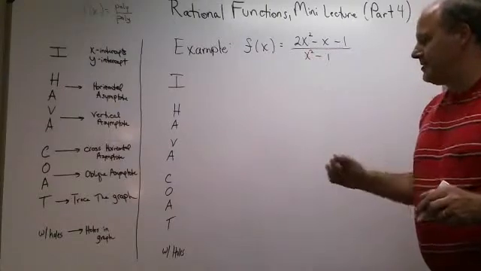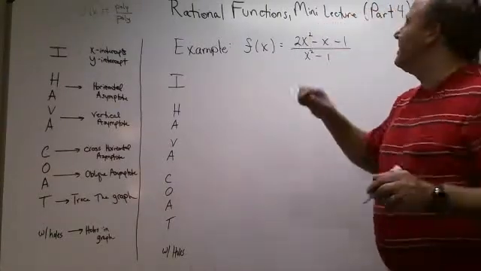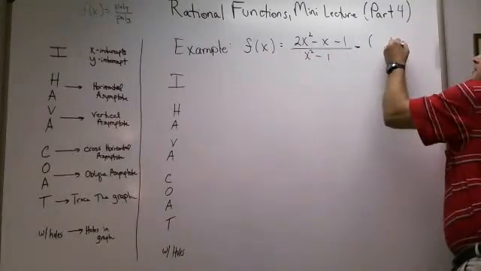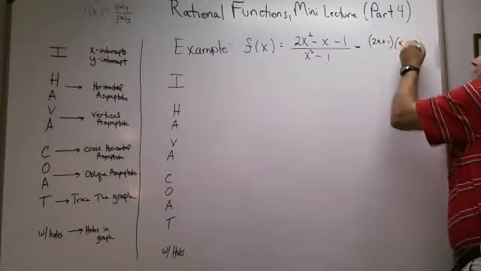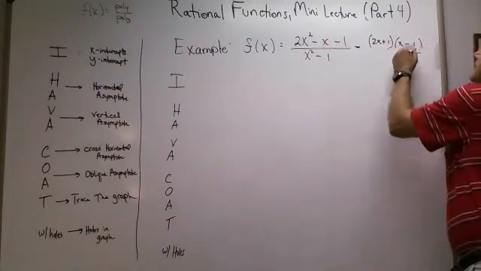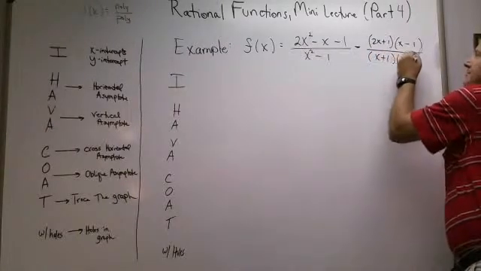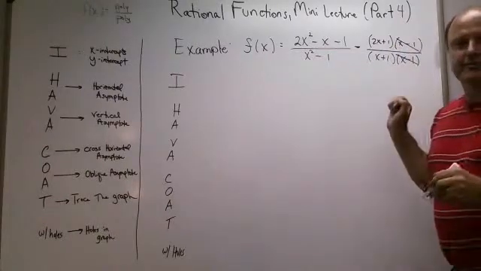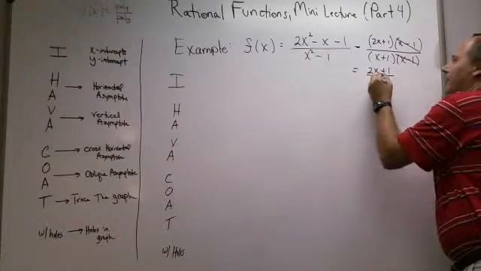The problem with this one is you're going to have holes, because when you factor this out, you're going to see that there's a common factor involved. If you factor the top, it factors to 2x plus 1 times x minus 1. I think that's right. Negative 2x plus 1x is negative 1x. The bottom is a difference of squares, and it factors to x plus 1 times x minus 1. If you notice, the x minus 1 cancels, leaving you with 2x plus 1 over x plus 1.